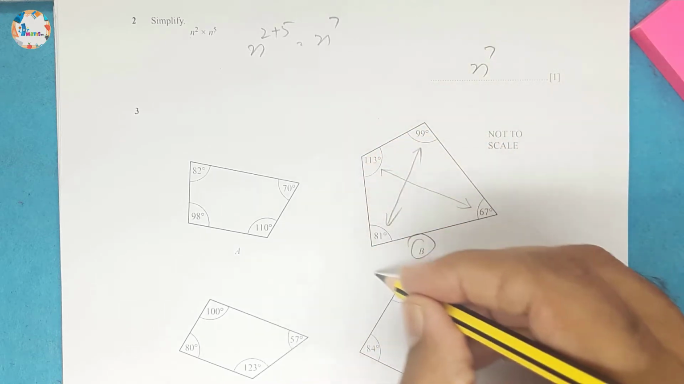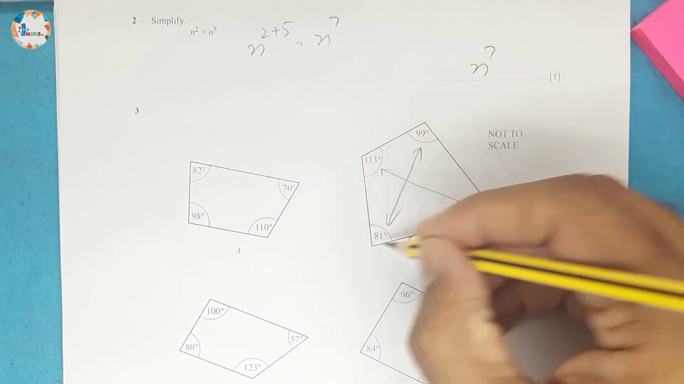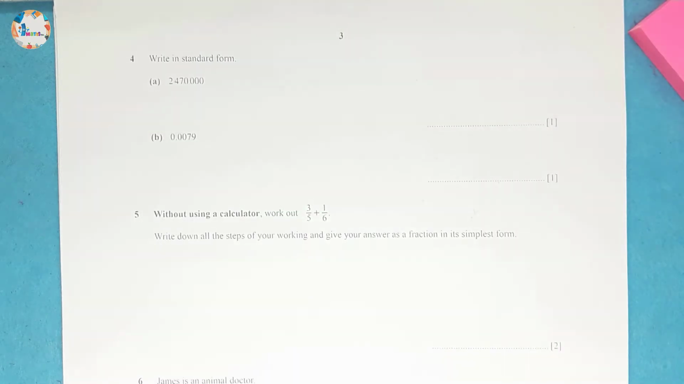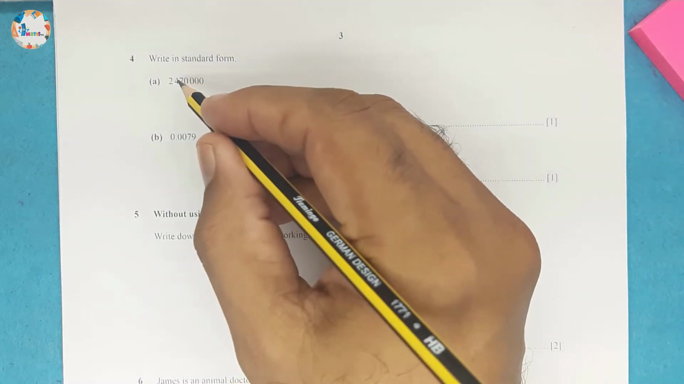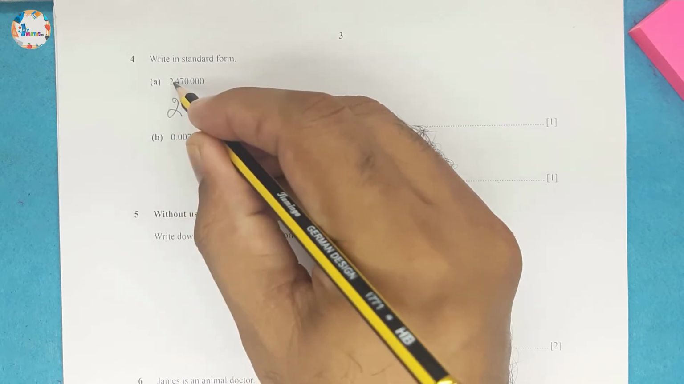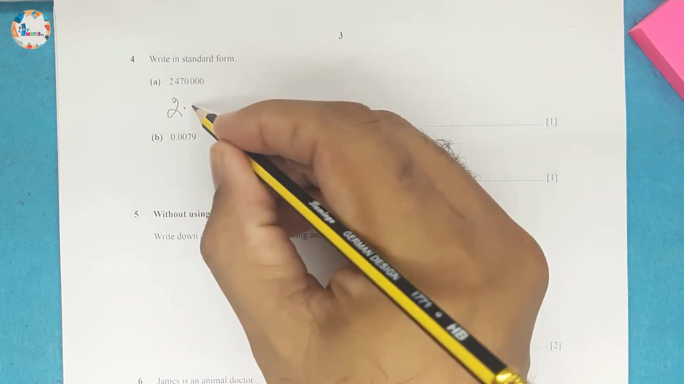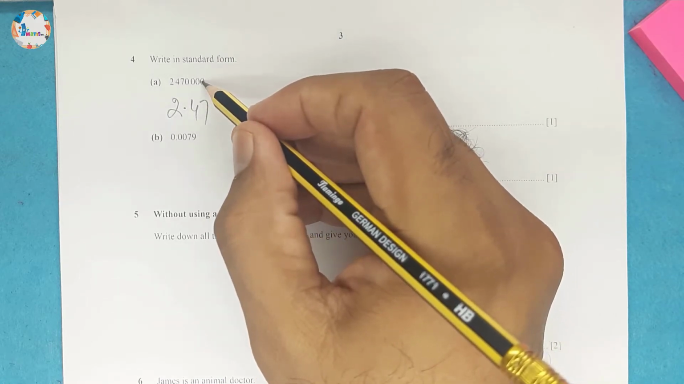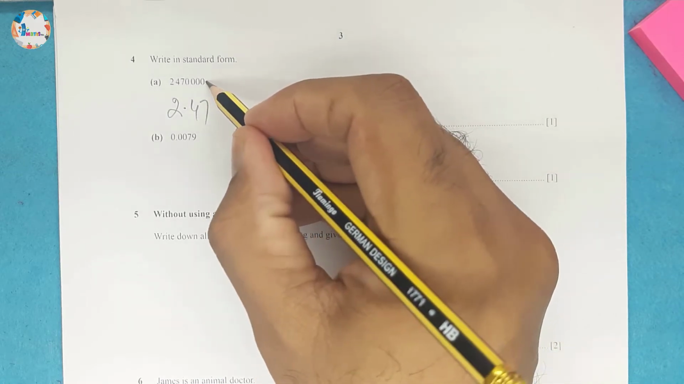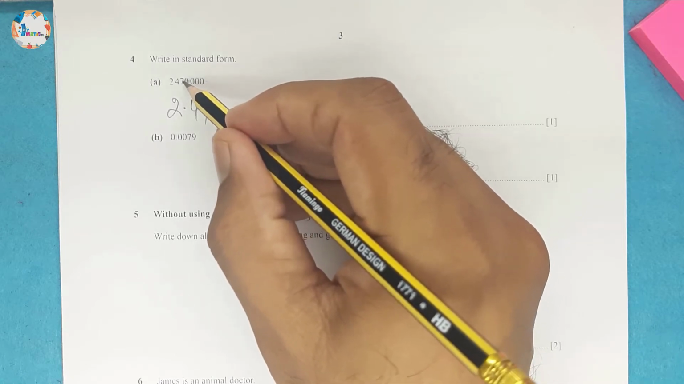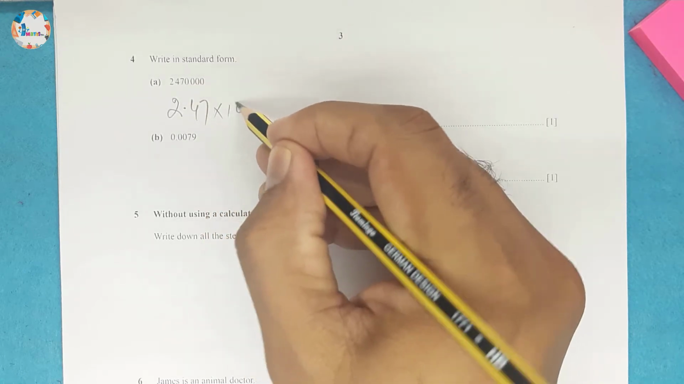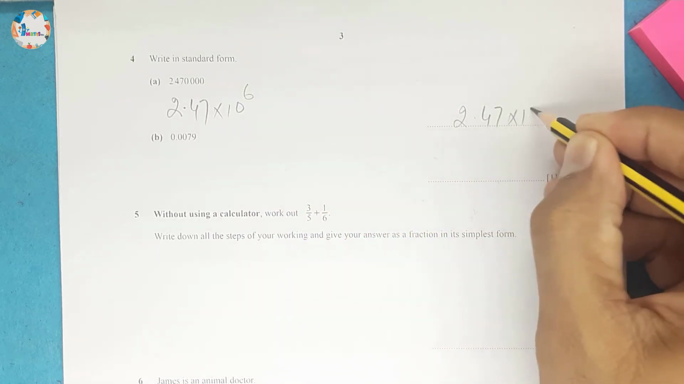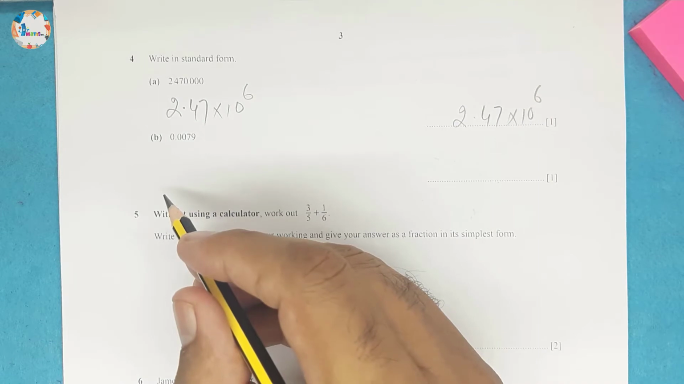If we draw a circle like this one, all 4 vertices will be on the circumference of the circle. Now write in standard form. In standard form we need the decimal after the first non-zero number. So how many digits do we have to jump from here? 1, 2, 3, 4, 5 and 6. So multiply by 10 raised to the power 6. So 2.47 into 10 raised to the power 6 will be the final answer.